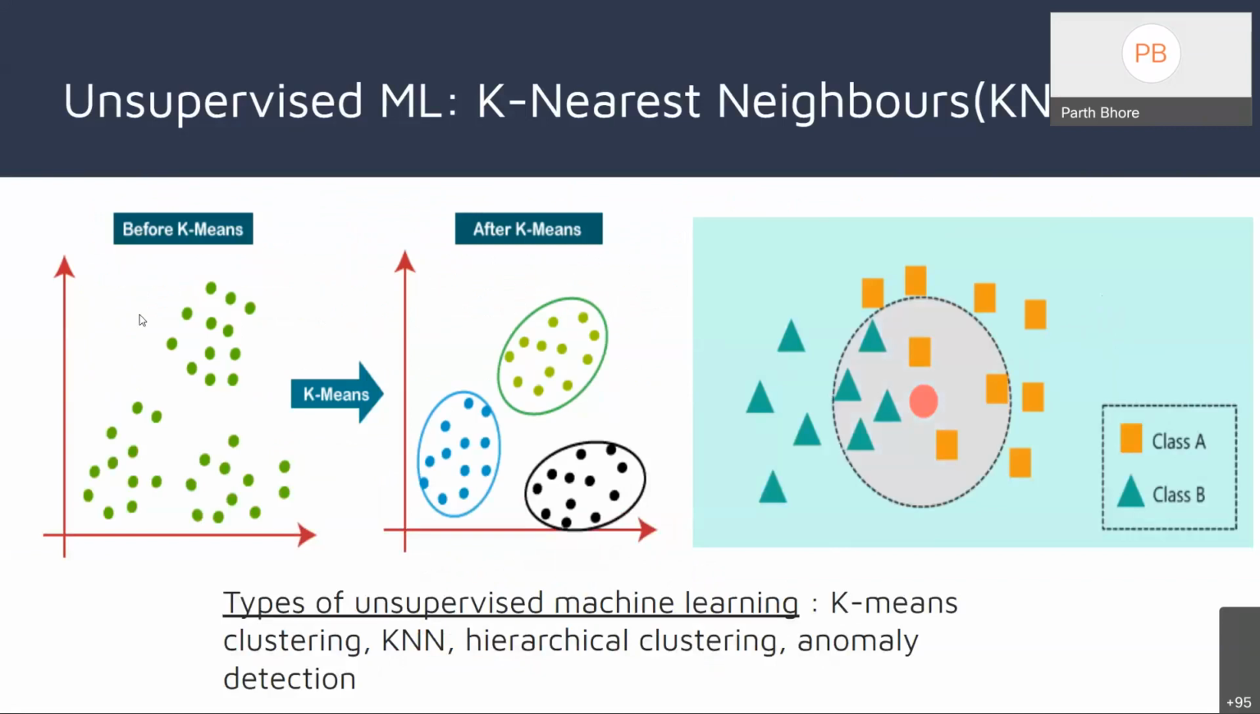Just look at the left image first. Here you can see there are three groups, 1, 2, and 3. What the algorithm will do is find some similarities. As they are nearer, they will form three groups. This is the first group. Here you can see that after clustering, the image is divided into three groups: green, blue, and black.